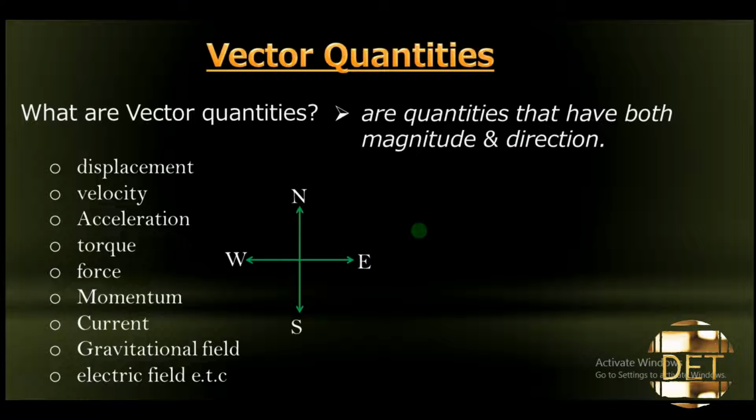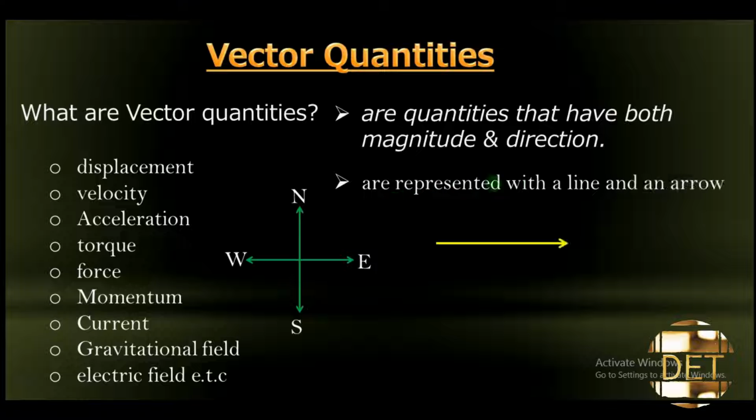It is very important to know that vector quantities are usually represented with a line and an arrow. The line indicates the magnitude, while the arrow indicates the direction of the vector. So this is another paramount difference between vector and scalar quantities. Vector quantities are represented by a line and an arrow, while scalar quantities are just represented by only a line, and that line indicates the magnitude.